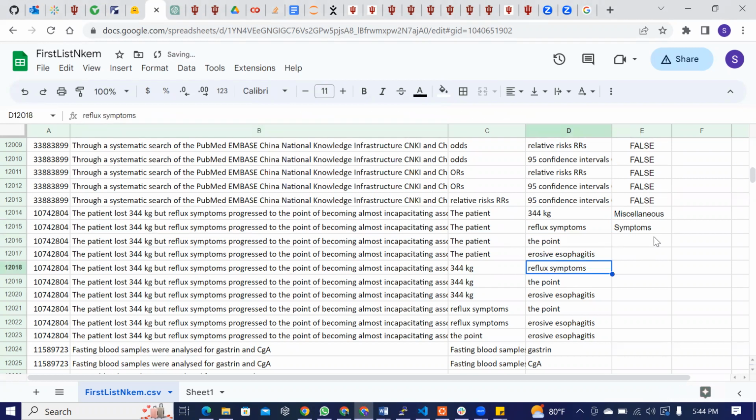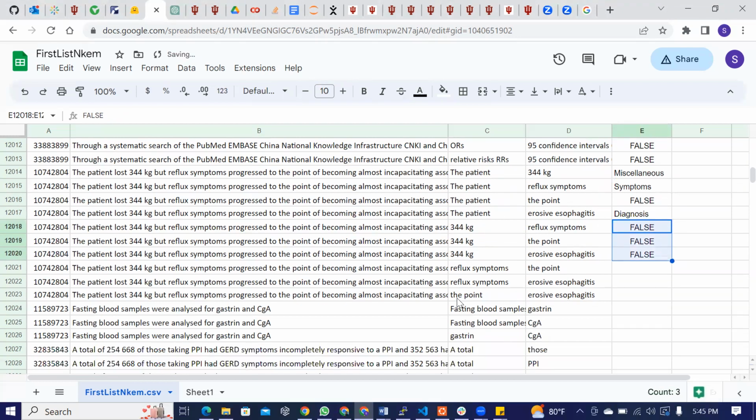So nope. False. Then the patient has erosive, or something like that. So it's called misdiagnosis. This is the diagnosis. So erosive esophagitis is a diagnosis. Now, 344 kg is just a number, so please false everything, please. You understand, you don't now come in this place, they had a relationship because we were talking about the patient, but you obviously know that 344 kg and reflux symptoms in this place will not have any relationship. It was just describing the patient.